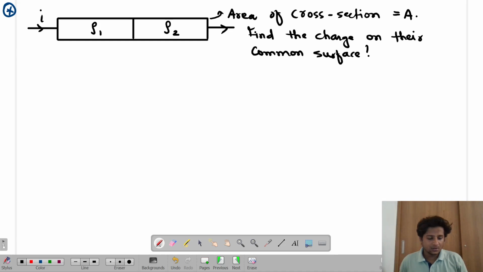Okay, the length is not given. If you want, you can consider it to be L.